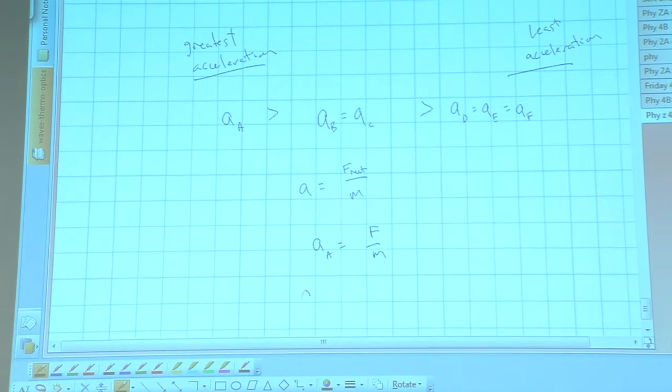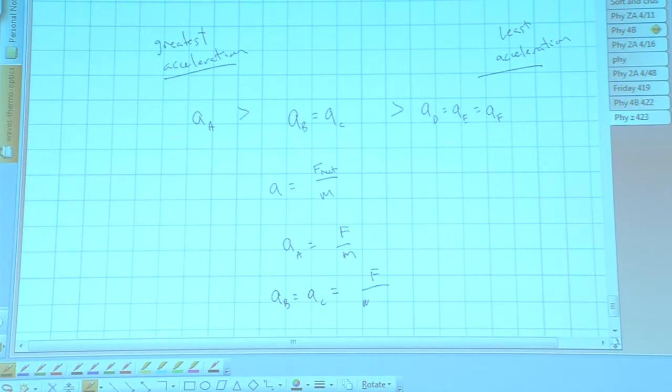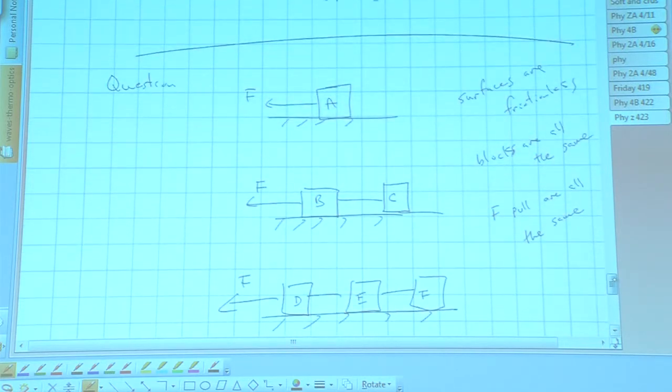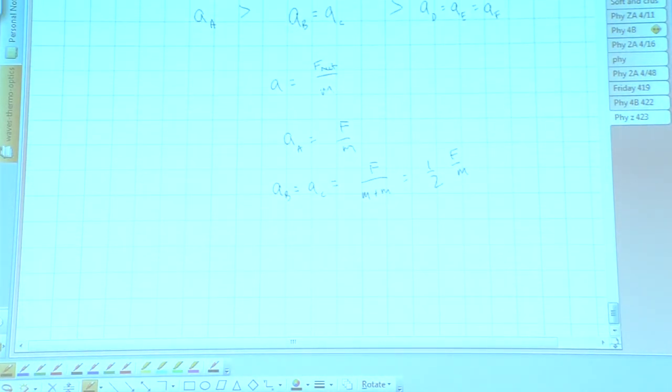For B and C, we have the same force, but we have 2 masses that are being accelerated by that force. You see that? That same force is responsible for accelerating both B and C. And for D, E, and F, same force over 3 masses. So it's 1/3 of what A is.